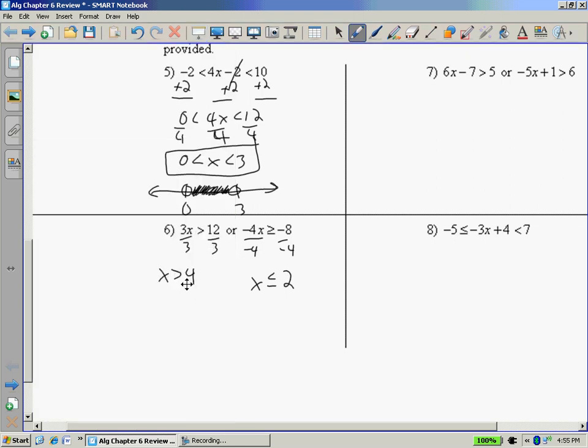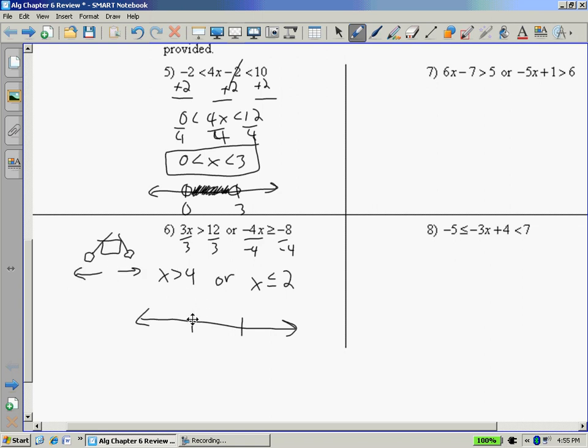So this is x is greater than 4, or x is less than or equal to 2. Now, we don't put this together. There's no such thing as an "or which," but we do have an "and which," this being an and statement. So we leave these separate. Now remember, with an or statement, you've got to think of a little boat with the oars sticking out of the sides. So the oars come out of each side, so they're going away from each other.